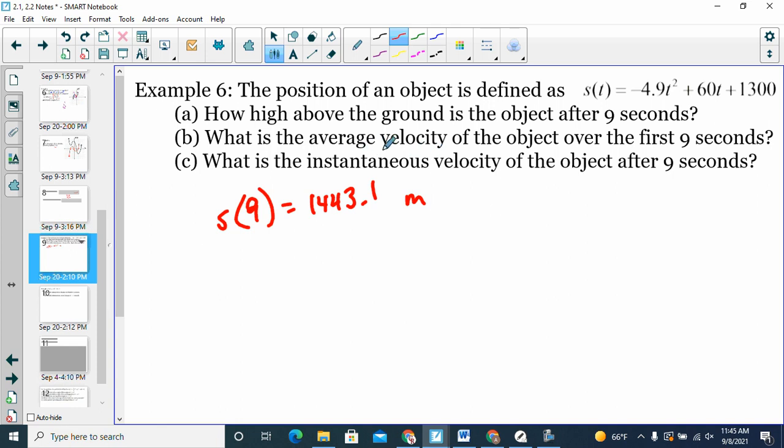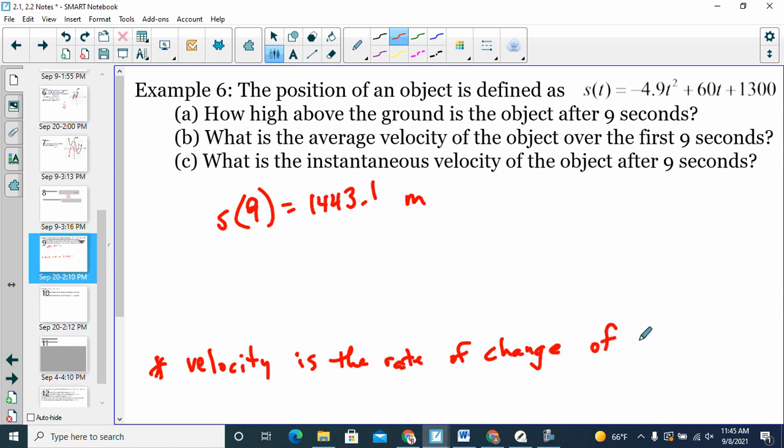Part B wants to know the average velocity of the object over the first 9 seconds. This would be a good thing to know. Velocity is the rate of change of position, how quickly the object is changing its position. So when it asks for the average velocity, it wants the average rate of change. Velocity is rate of change.